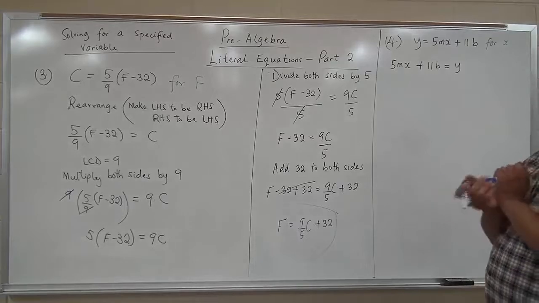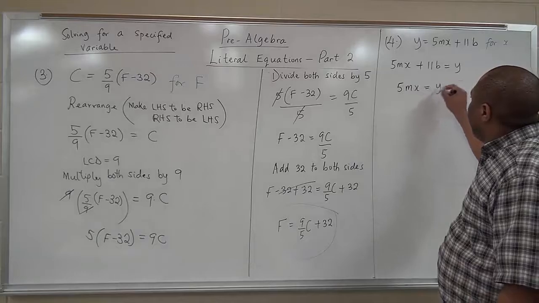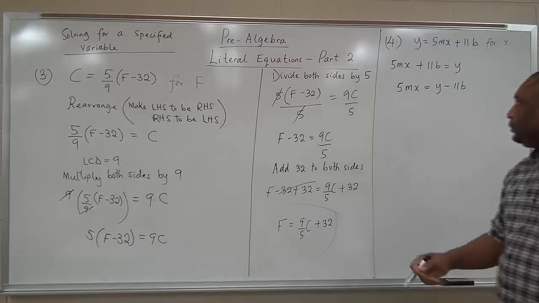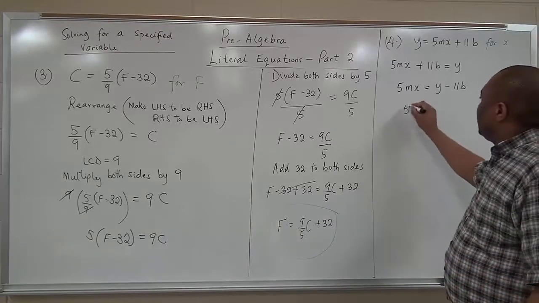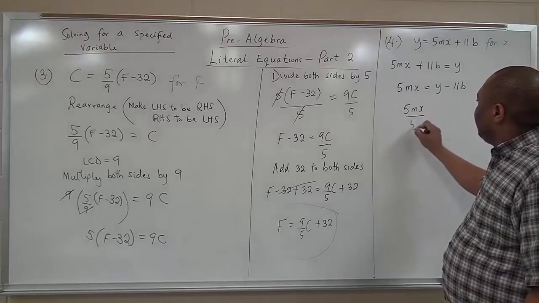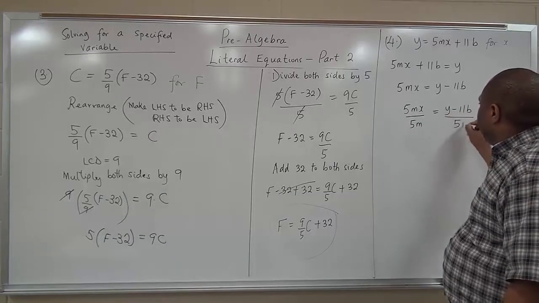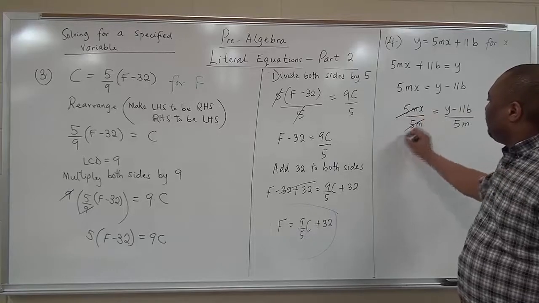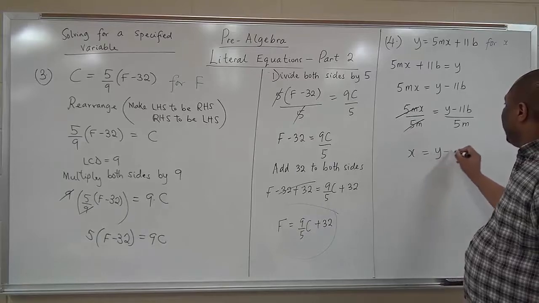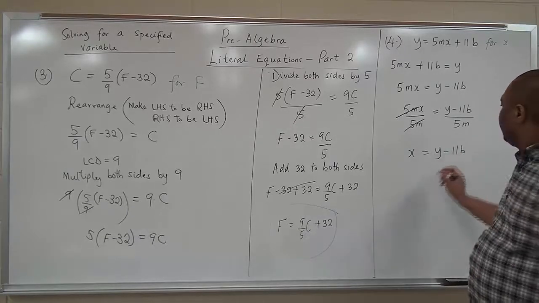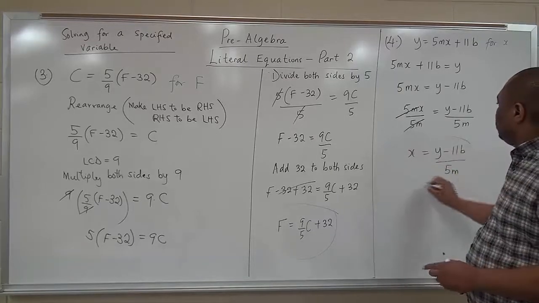Then subtract 11b from both sides. You have 5mx equal to y minus 11b. Then divide both sides by 5m. So 5mx divided by 5m equal to y minus 11b divided by 5m. So 5m divides 5m, and you're left with x equal to y minus 11b divided by 5m. And this becomes your answer.